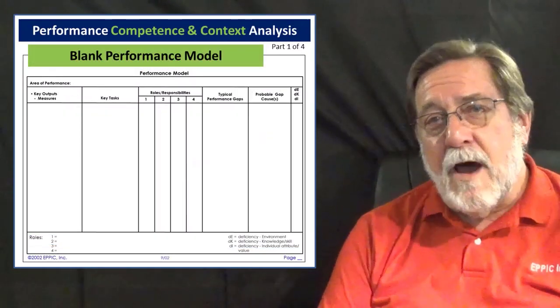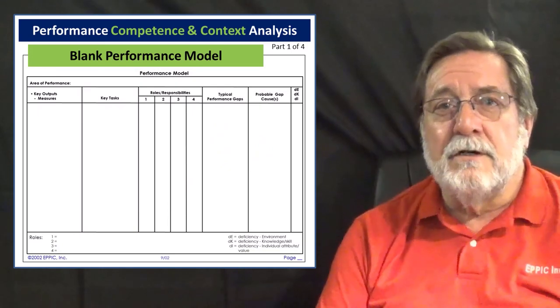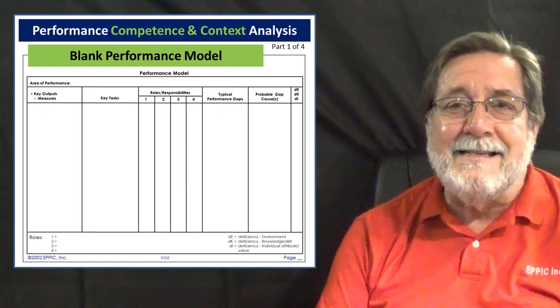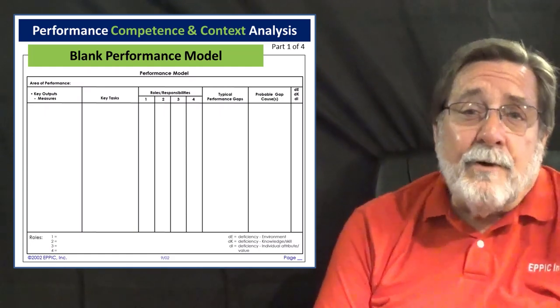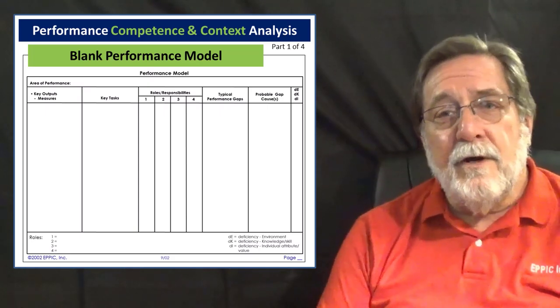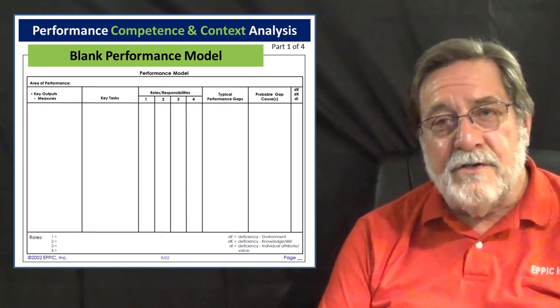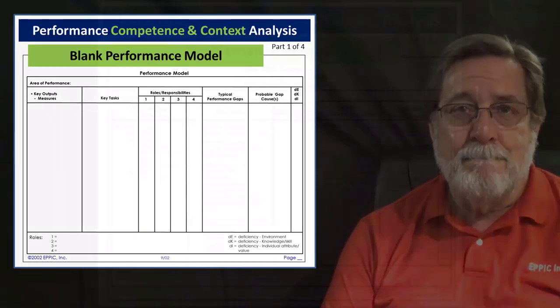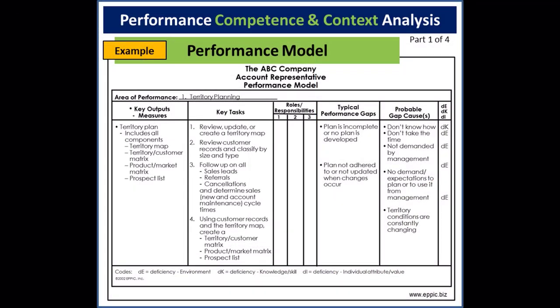I use the performance model chart, this version, for capturing data and reporting it back out. I've been using a version of this since 1979. It's a derivative of a derivative of a model that was being used by Gary Rummler and Tom Gilbert at their organization, Praxis, back in the 1960s and 70s. Let's take a closer look at one performance model chart using this example, which has been adapted from some of the work that I had done as a consultant in the mid-1980s.